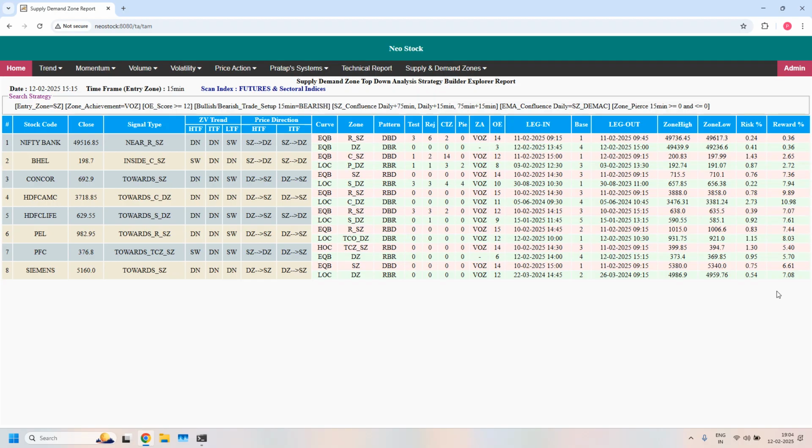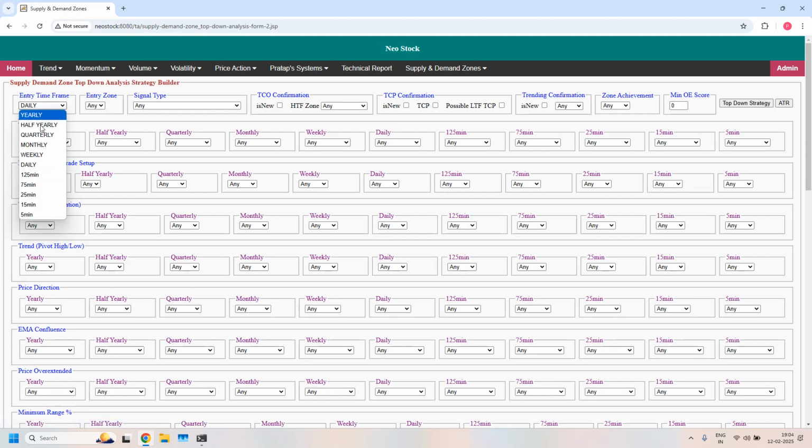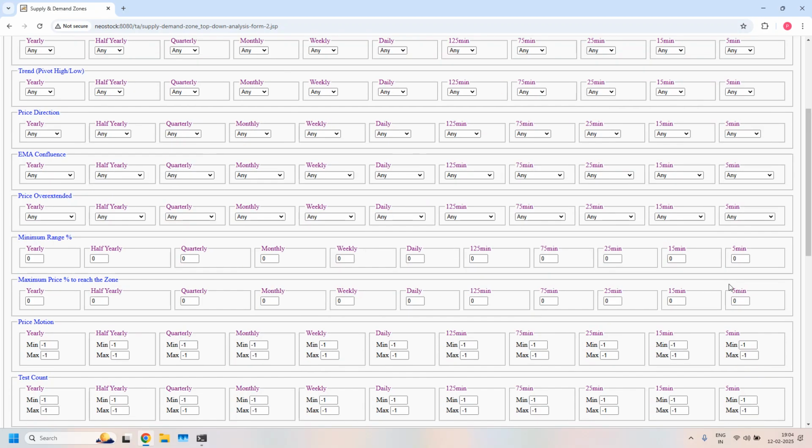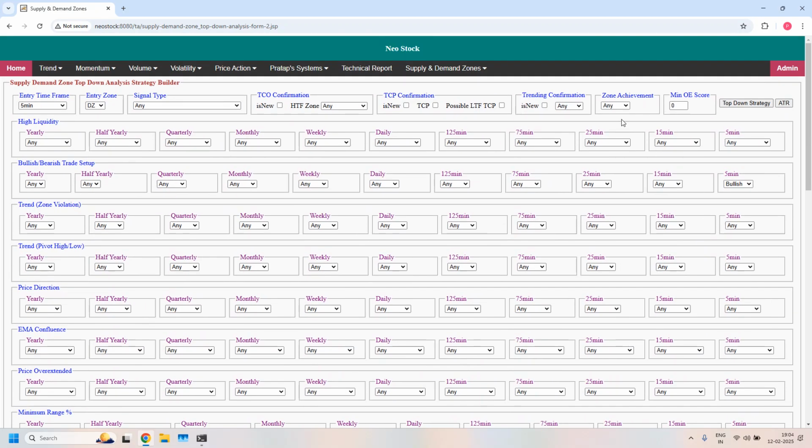Next we will generate bullish and bearish trade setups for hourly income trade. Hourly income trade entry time frame is 5 minutes, entry zone is demand zone. In bullish or bearish trade setup at 5 minutes time frame, I am selecting bullish, and these 5 minutes demand zones should not be pierced. So in the pierced count at 5 minutes time frame, minimum value I am setting 0, maximum value 0. That means zone is not pierced. 5 minutes zones. And zone achievement violated opposing zone, minimum odd enhanced score 12.